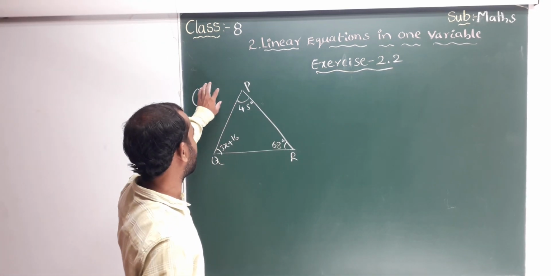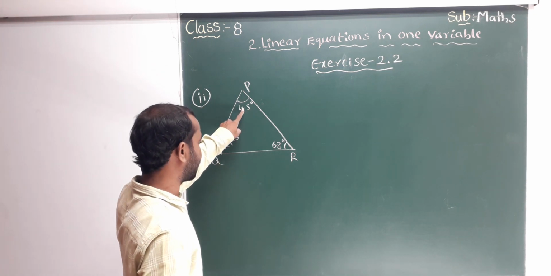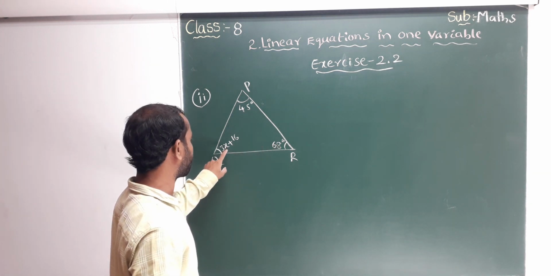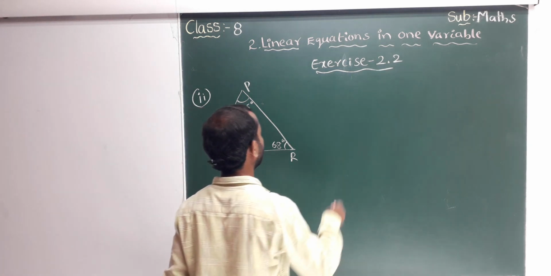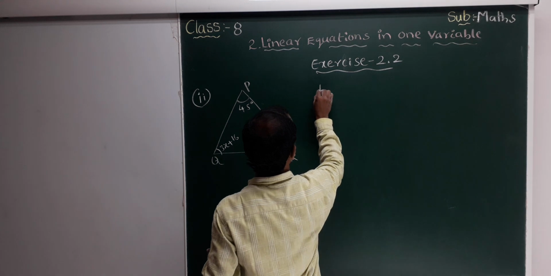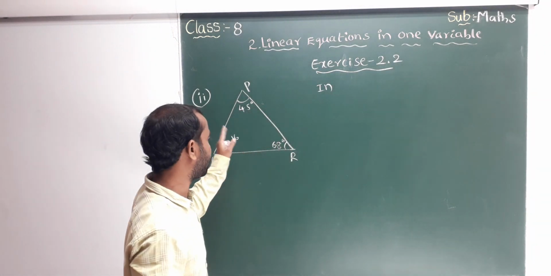Now next problem. In a triangle PQR, angle P equal to 45 degrees, angle R equal to 68 degrees, angle Q equal to 3x plus 16. Find the x value. Okay. In a triangle, the sum of three angles equals 180 degrees. Already this is one of the properties of a triangle.